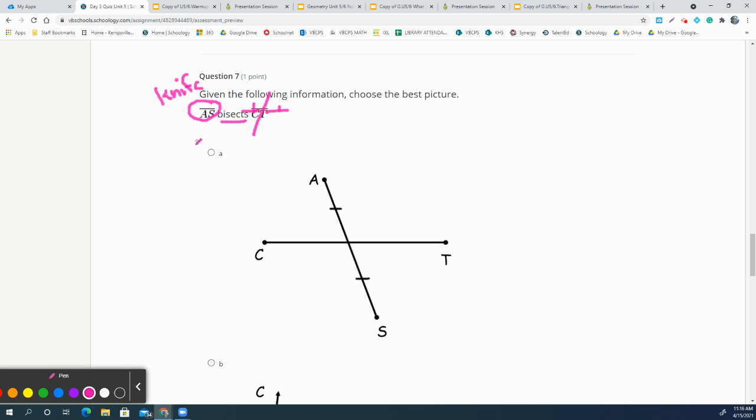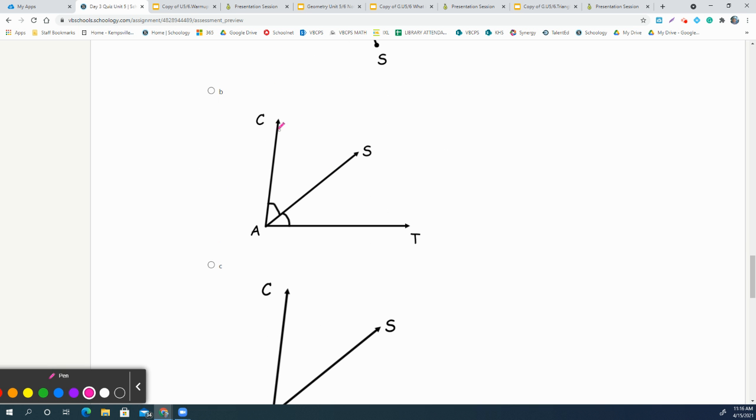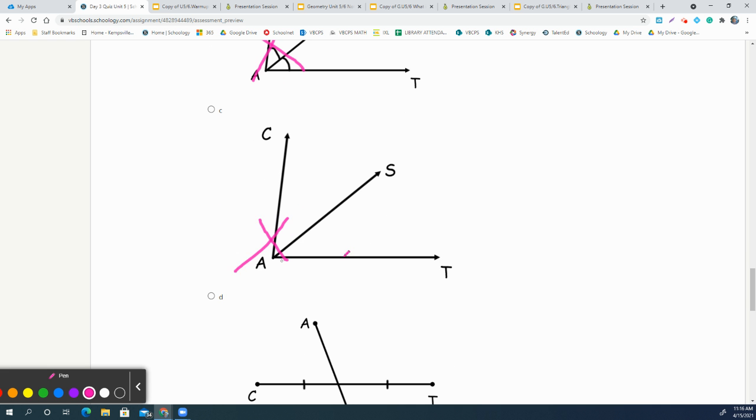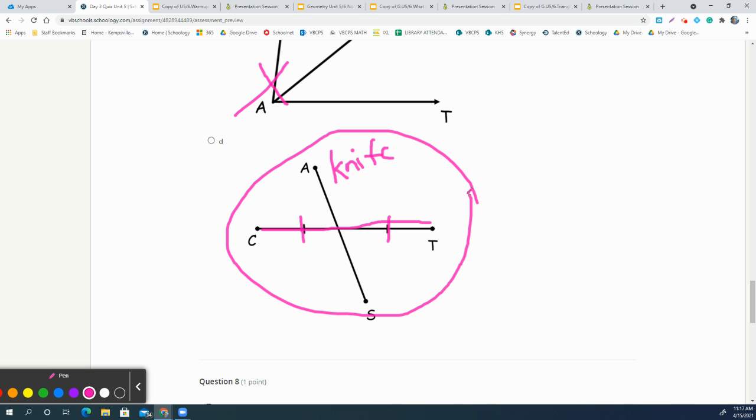So it's not this choice. This isn't even a segment. This is angle CAT being cut. So that's an angle, not even a segment. This is also an angle, not a segment. This is showing AS is the knife. Knives don't get sliced, right? They do the slicing. CT is the sandwich that's been cut in half. That's how I want you to think about those. Okay, hopefully that's helpful.